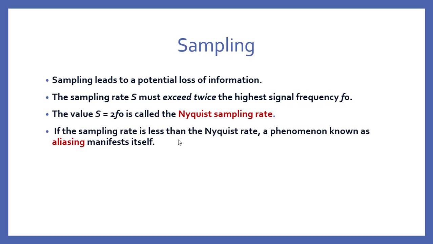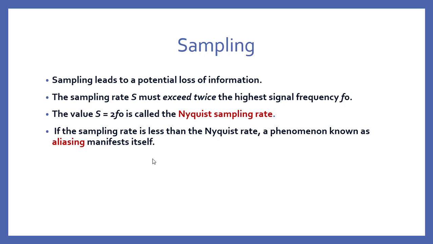Now sampling will lead to potential loss of information because we do not collect all the information that is present in the analog signal, but we collect the samples at a specific interval of time. But our sampling rate must also exceed the highest signal frequency Fmax. Now what is the Nyquist sampling rate? Nyquist sampling rate is 2 times Fmax, and if our sampling frequency is less than this Nyquist rate, there is a phenomenon called aliasing which takes place.